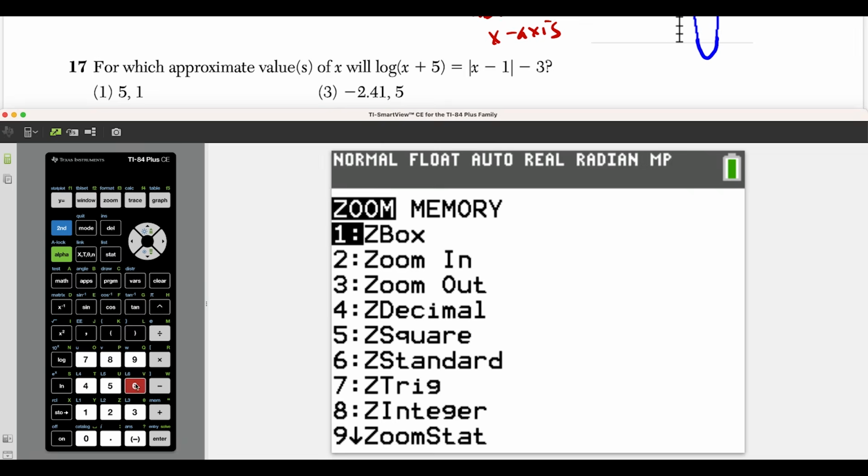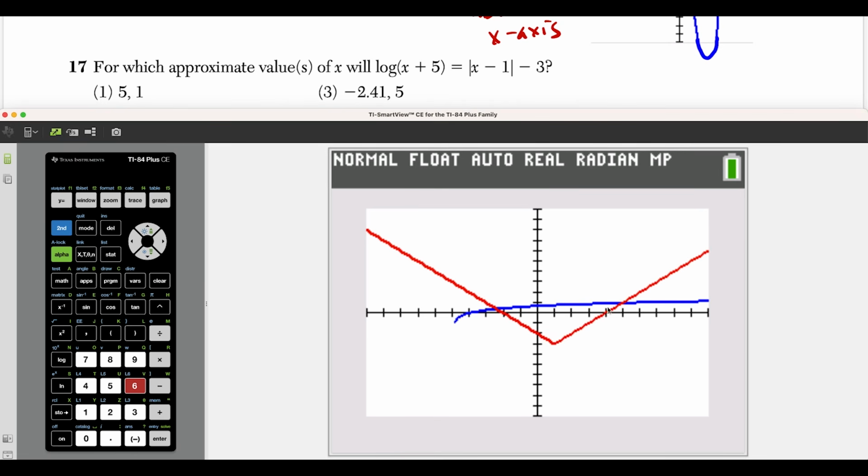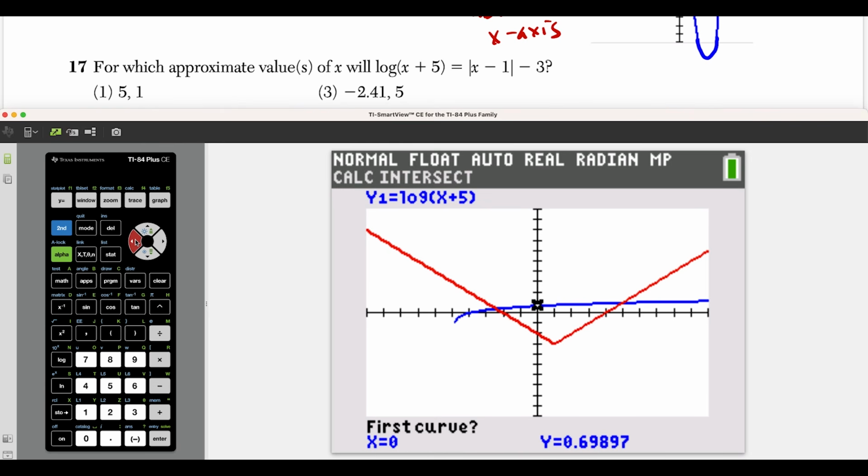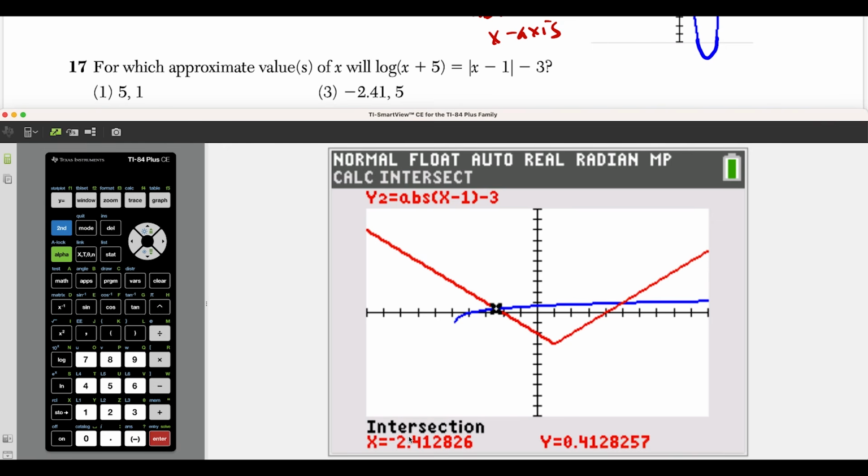So now zoom 6, we'll put the graph back to normal. And notice we have two solutions here. So I'm just going to press second trace number 5, and that's going to trace the intersection here. So I go before the intersection, I hit enter, I scroll after, I hit enter again, and notice here that we have -2.41 is one of the values of x that makes this work.